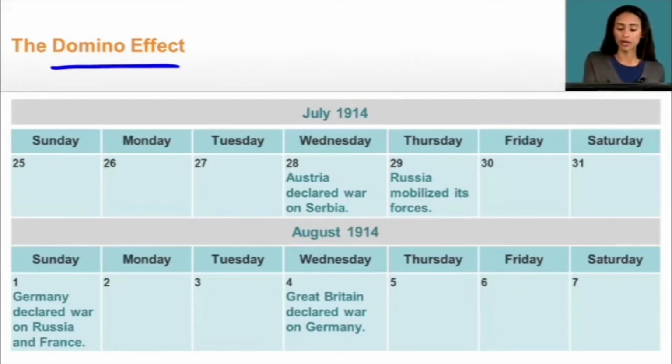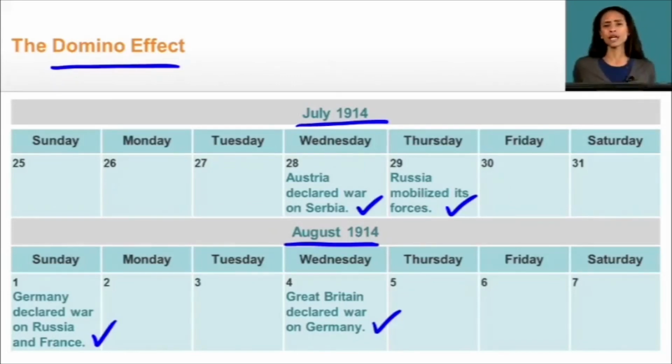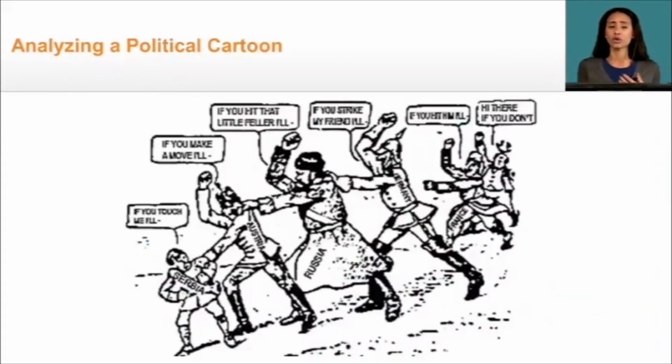Basically, over a 2-week period between late July and early August 1914, the war starts, beginning with Austria declaring war on Serbia, Russia mobilizing its forces, and then within a few days, Germany declares war on Russia and France. And then, as we just saw, Great Britain is going to get involved shortly thereafter and declare war on Germany. So when we see how different media sources are looking at this, we just saw the New York Times headline, and we're going to take a look at how another media source, this time a political cartoon, is looking at what's happening here.